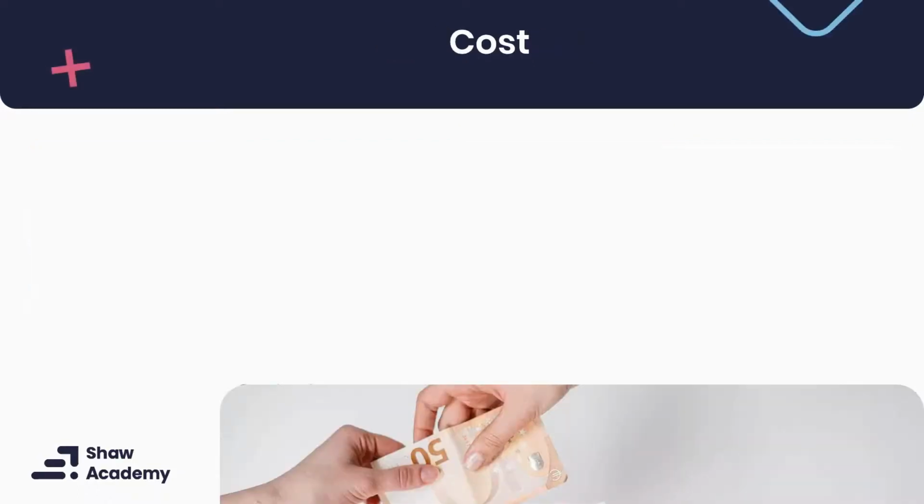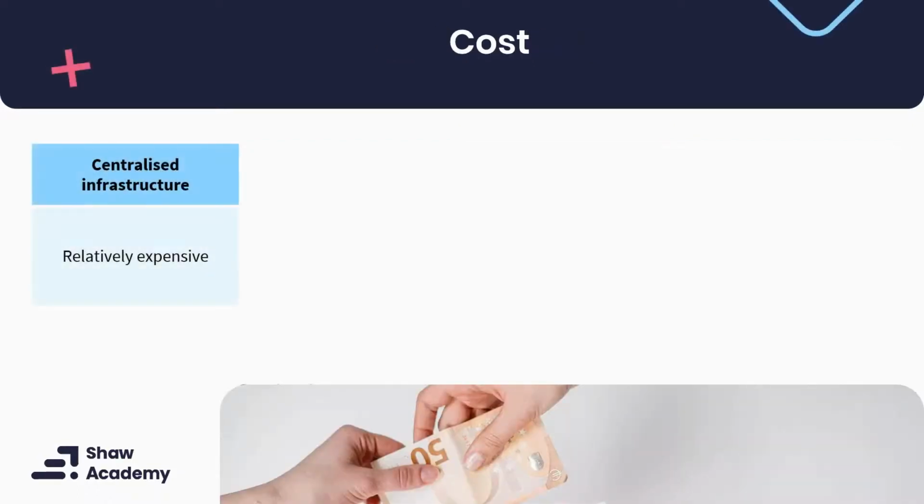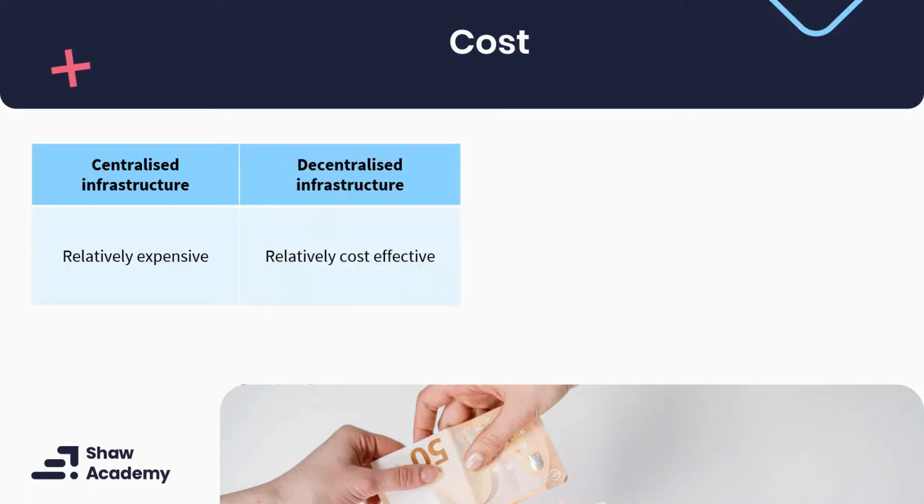In terms of cost, a centralized infrastructure requires the centralized node to be of very high specification because it will resolve a huge number of traffic from the remote site. Relatively expensive to implement. A decentralized infrastructure is relatively cost-effective to implement because the workload is all distributed between the headquarters and all the remote sites.